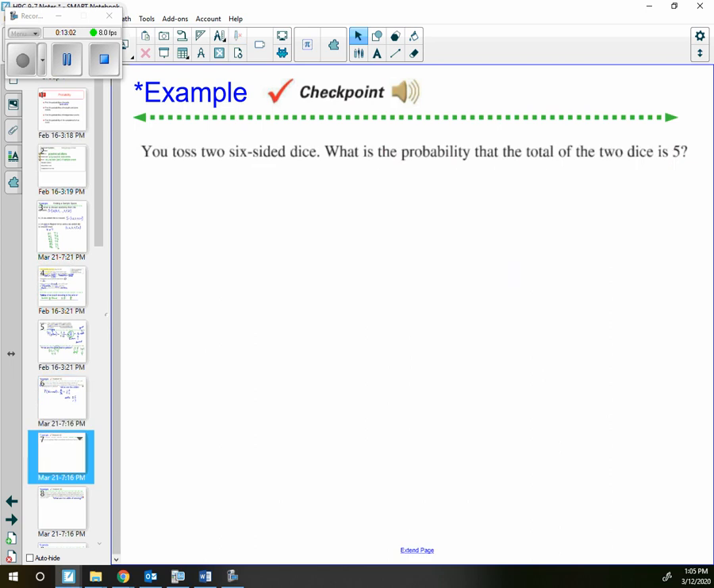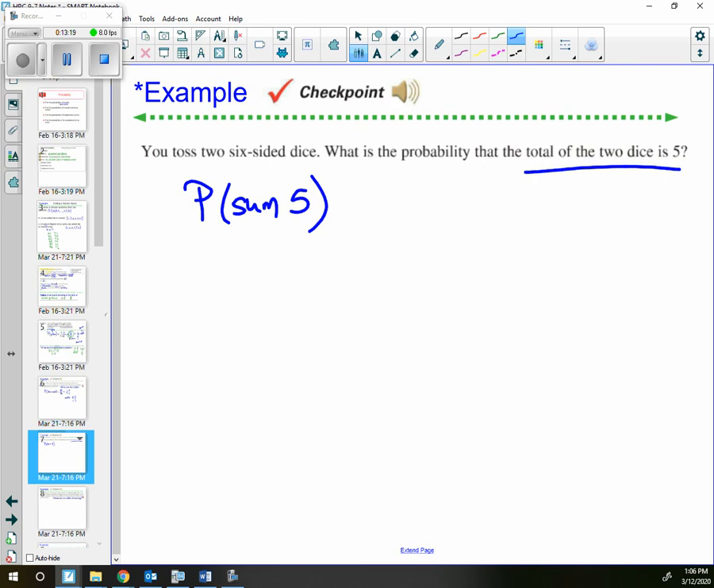All right, let's try another one. You toss 2 6-sided dice. What's the probability that the total is 5? So a little bit different. The total of the 2 dice is 5. So let's talk about that. What would that mean? Total of the 2 dice. So the sum is 5.